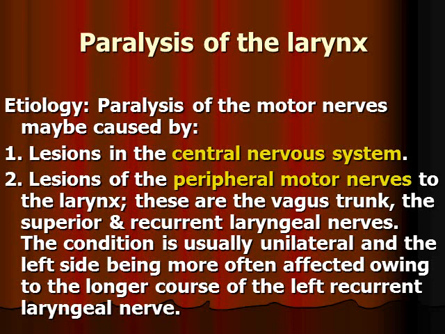Another important subject is the paralysis of the larynx. Paralysis of the larynx is paralysis of the motor nerves. It may be caused by lesions in the central nervous system or in the peripheral motor nerves to the larynx, the most important one being the vagus trunk, the vagus nerve, the superior and recurrent laryngeal nerves, and the condition is usually unilateral. Usually it is unilateral, and the left side is usually more affected owing to the longer course of the left recurrent laryngeal nerve in the chest.